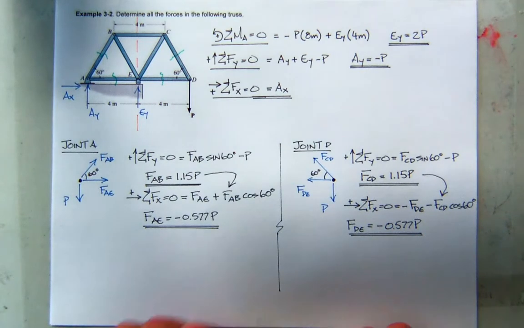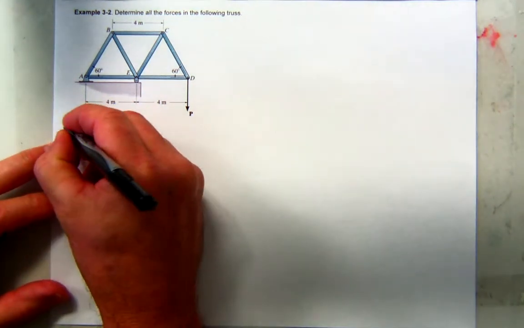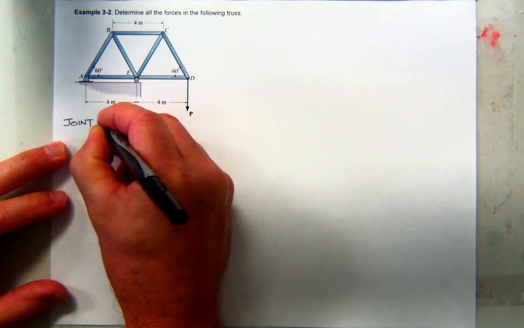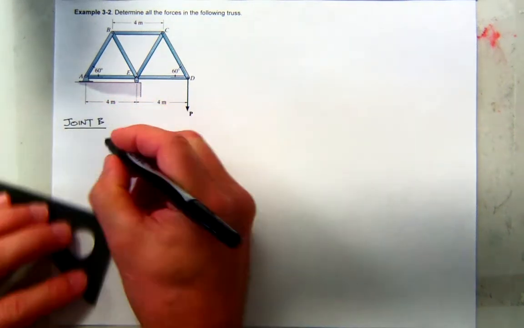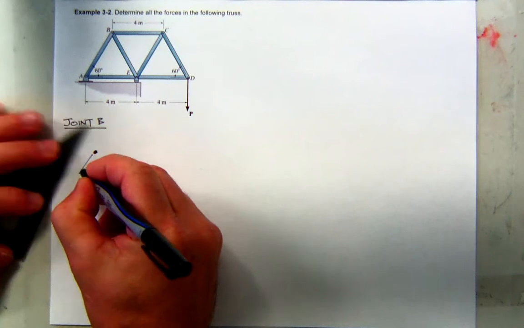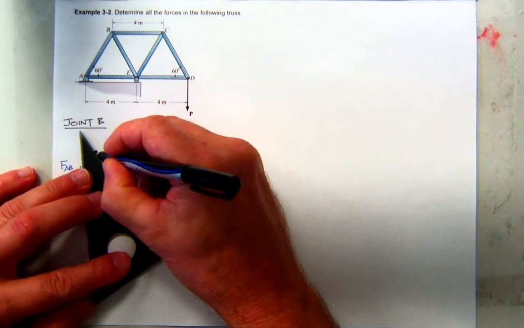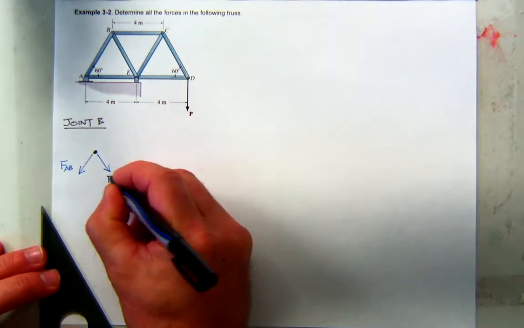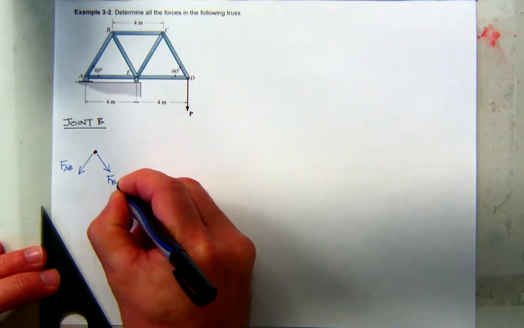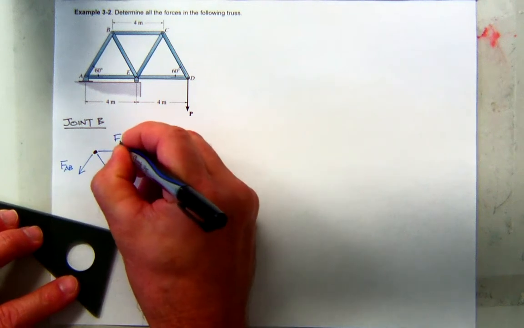So I've kind of run out of space on this page. So I'm going to flip it up. And we'll do joint B. So I'll draw joint B. And then let's see what we've got. I've got this guy, which is the force from A to B. I've got this one, which is the force from B to E. And I got this one, which is the force from B to C.